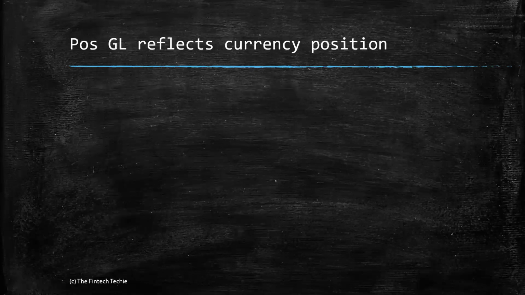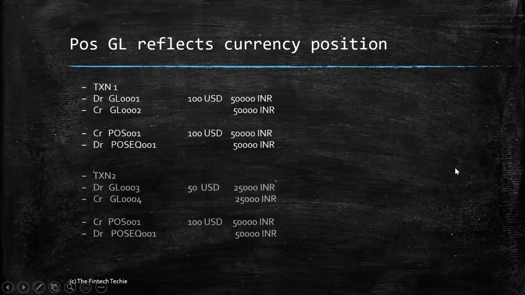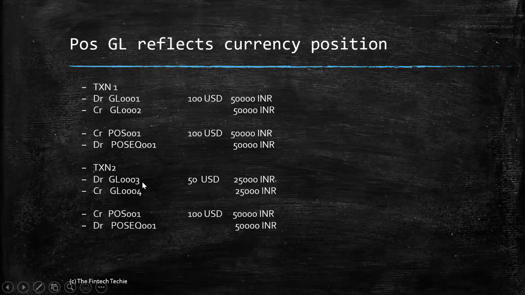So I think now it gives you a good idea as to why position accounting was done. Now let's take an example of two transactions. The first transaction of 100 USD hitting the position GL for 100 USD and another transaction for GL3, but this time 50 USD. So there are two transactions done. So if you look at this, the position GL001 holds a net balance of 100 plus 50. Ideally, sorry, this should be 50 USD and not 100. So the position GL now reflects the net balance of all the transactions made in foreign currency.